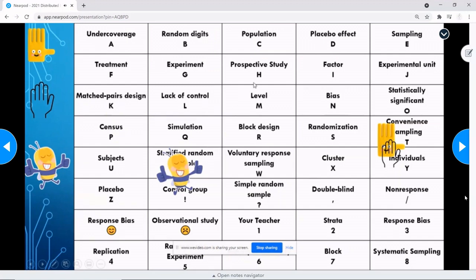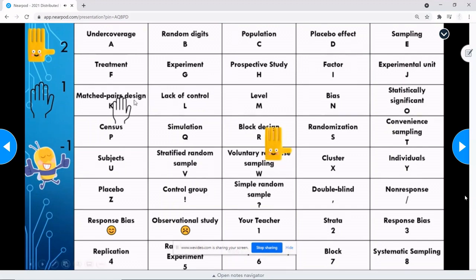The reason why I've put different letters here is so that it's very easy for me as a teacher to say, okay, the answer was T, convenient sample. Makes it very easy. So again, these are the scores. So I'll do another example. This time I give a problem. It can be either done by the PowerPoint or orally, where the correct answer is match pairs design. And so this time, the white hand touches match pairs design, the yellow touches block design, and the bumblebee doesn't touch anything.